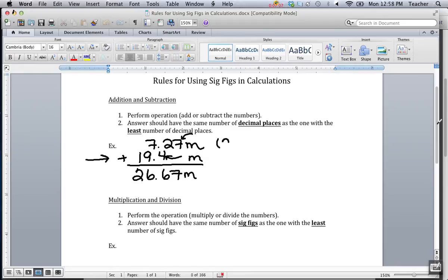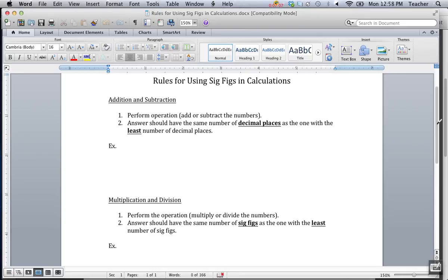So this one has 2 spots after the decimal, where this one only has 1. So I need to change my answer so that it only has 1 place after the decimal point. So if I look here, that 7 is going to round my 6 up to a 7. So my answer would be 26.7, and the unit is meters. That's addition and subtraction.